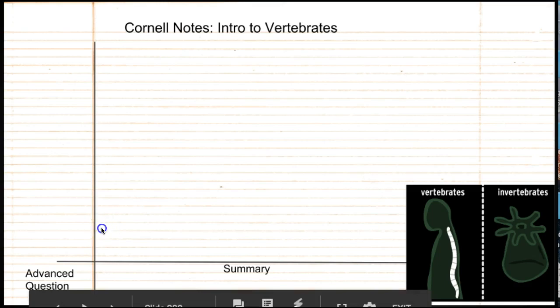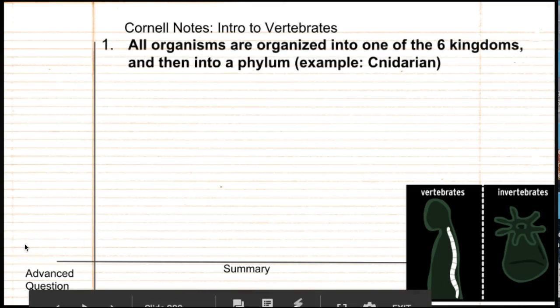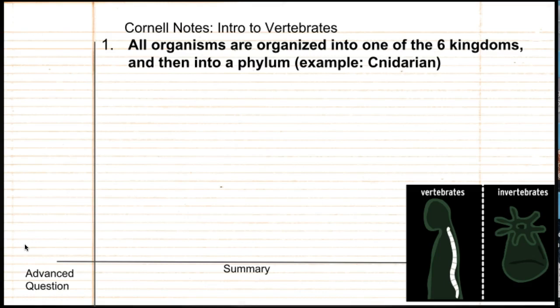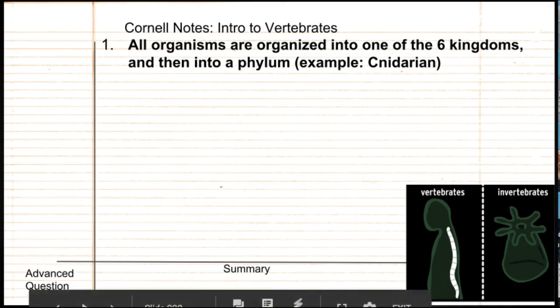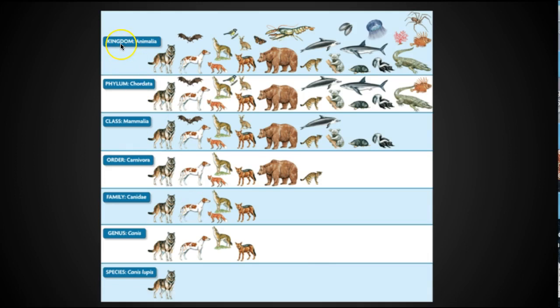Number 1. All organisms are organized into one of 6 kingdoms, and then the phylums, like the Cnidarians. And after phylums, you have the orders. Let's look at a picture. So we have the kingdoms, like the animal kingdom, the plant kingdom, and let's say we're looking at the animal kingdom. Then you have the phylums, such as your annelids, your mollusks, your flatworms.